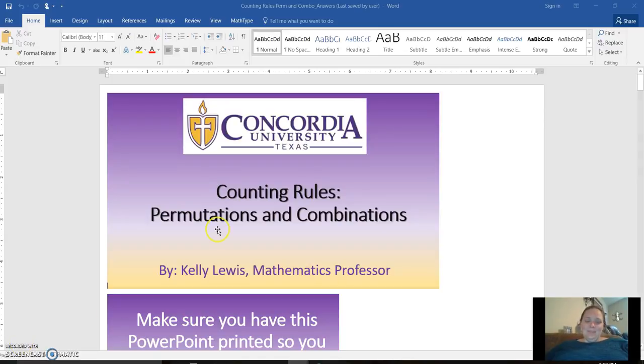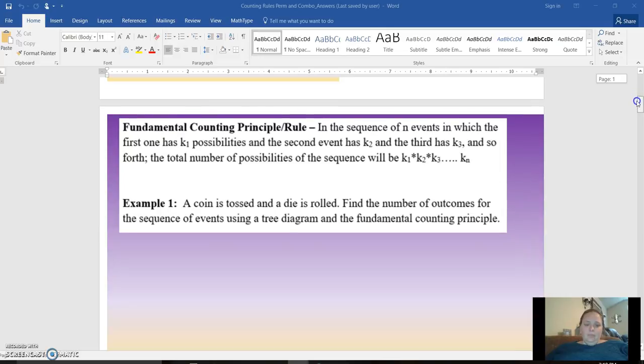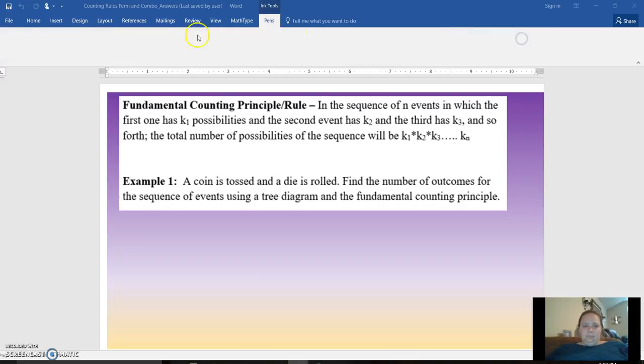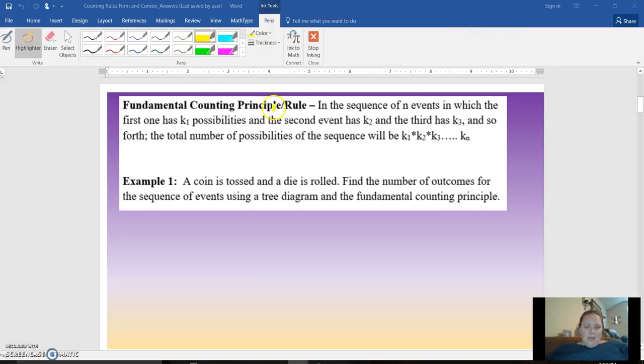Hey guys, so now we're going to talk about the different counting rules, specifically permutations and combinations. Alright, so the fundamental counting rule, also called the fundamental counting principle, is you take each of the events, and then you multiply them.